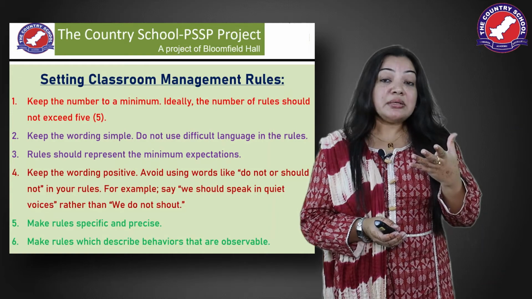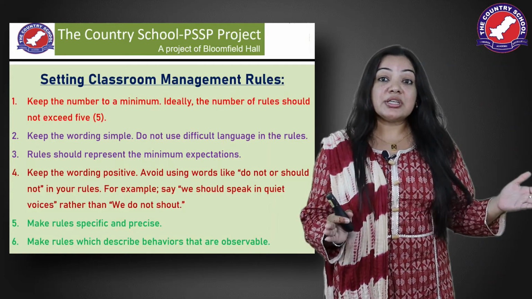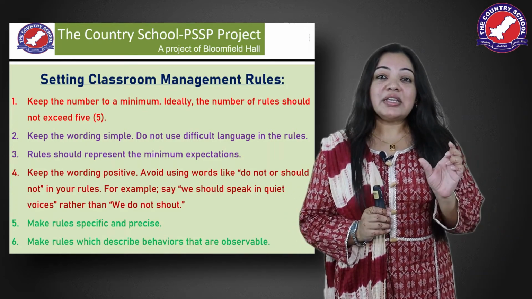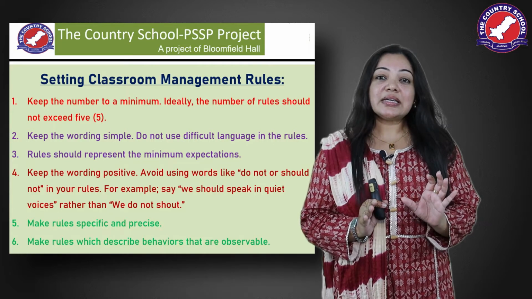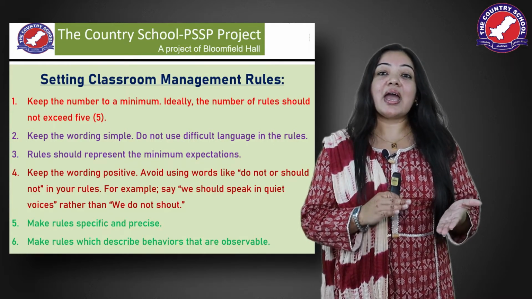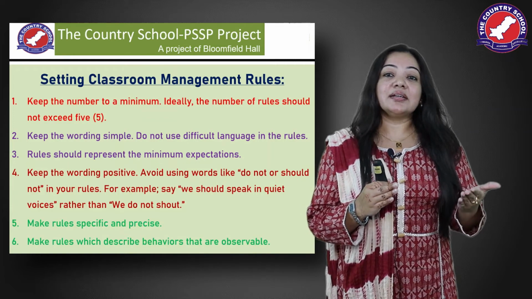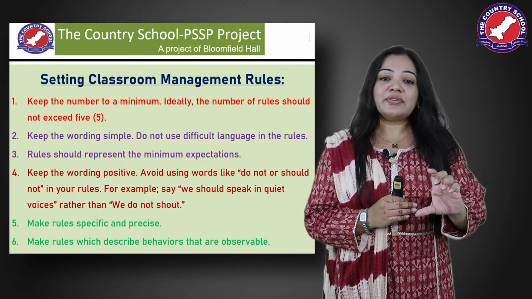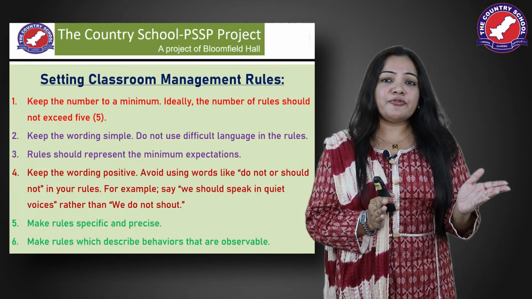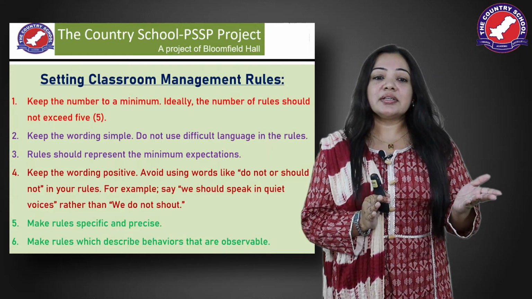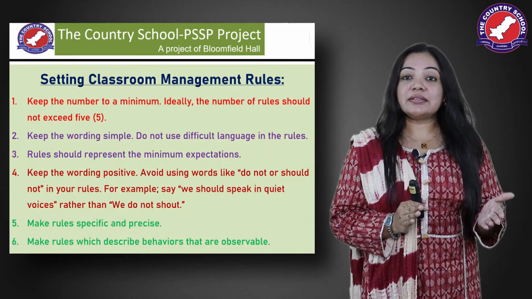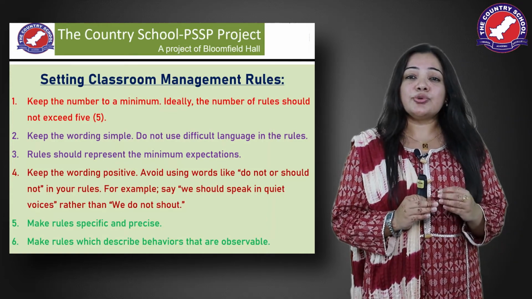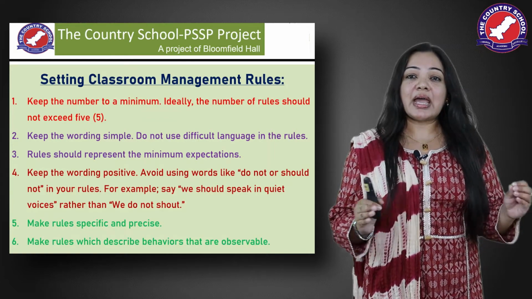Now, rules don't mean that you have to write pages or paragraphs. No. Rules should be very simple, precise, easily understandable, and within the approach of the child. You have to keep the number to a minimum. Ideally, the number should not exceed 5. It should be 4 or 5. Then keep the wording simple. As I said earlier, simple language is easily understood by the students. Don't use difficult language. Don't use slang.